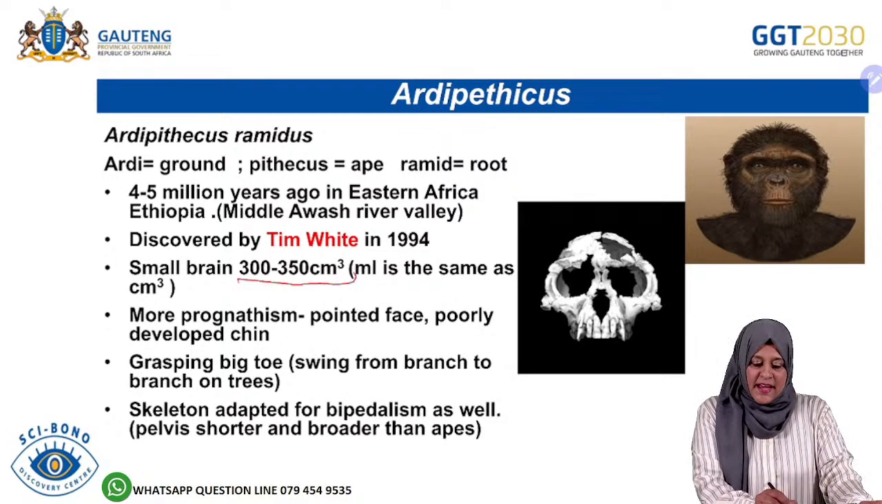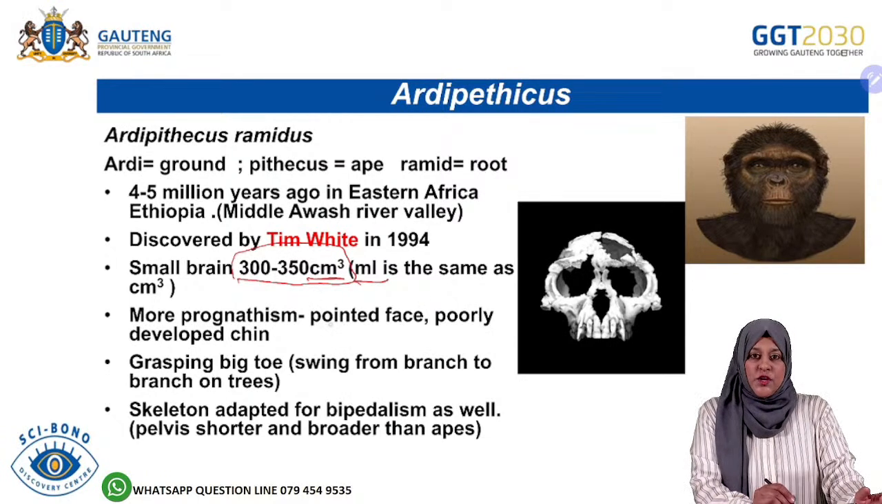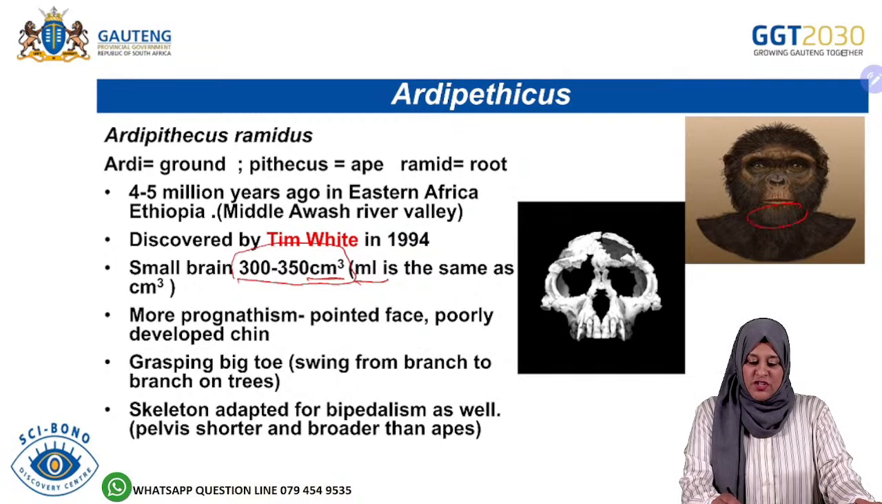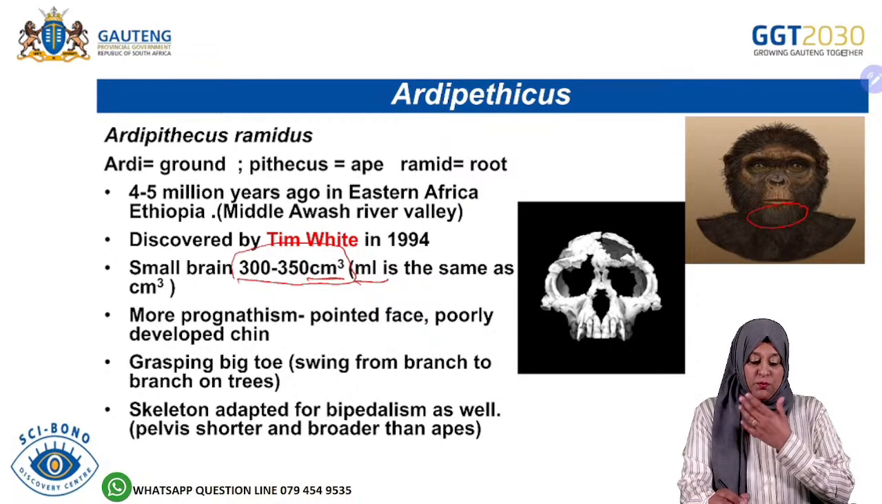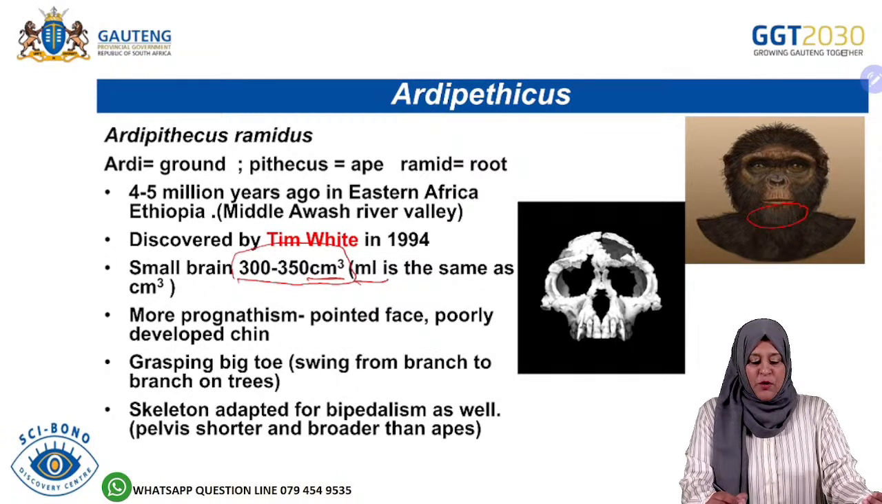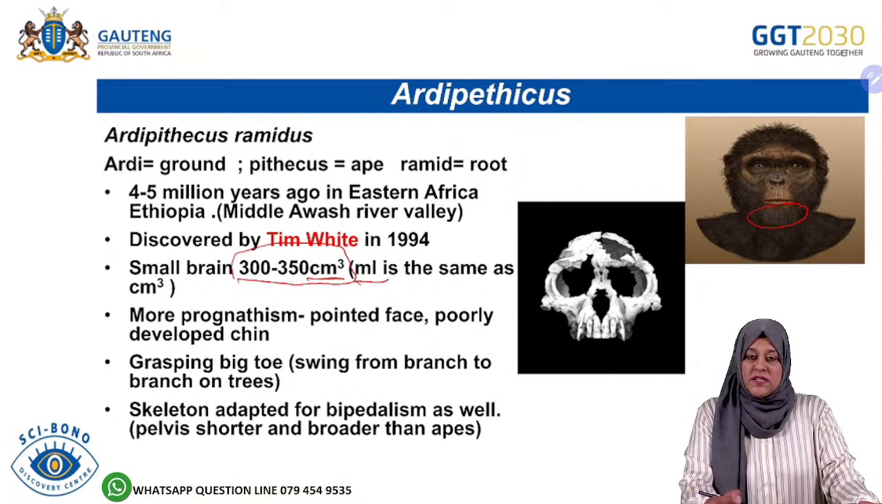A small brain size, 300 cubic centimeters. Now remember, we're looking at cubic centimeters, right? That's volume. So a milliliter is the same as a cubic centimeter. These organisms were more prognathous. They had a pointed face, a poorly developed chin, not a defined chin, and a grasping big toe, which tells us they lived in trees because they could swing from branch to branch, and their skeleton was adapted for bipedalism as well. So the pelvis was shorter and broader than the apes.